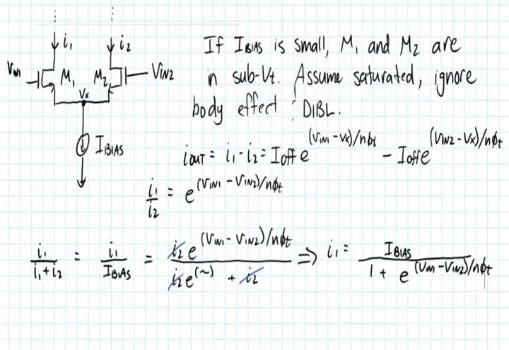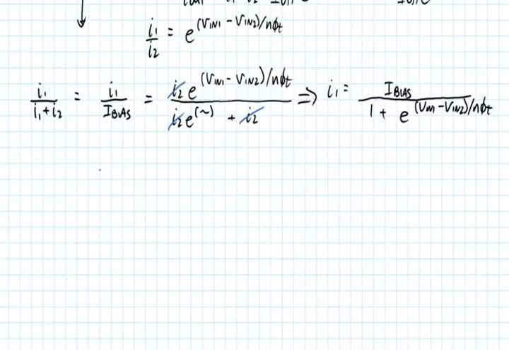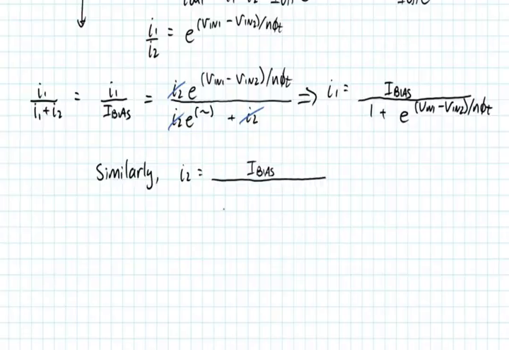Okay. Now similarly, we can do a similar expression for I2 that's equal to I bias over 1 plus e to the, and I apologize, hold on, that should be minus in the previous expression, Vin1 minus Vin2, and in this case it's e to the plus Vin1 minus Vin2 over n phi t.